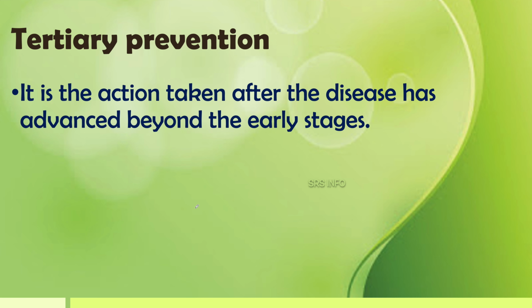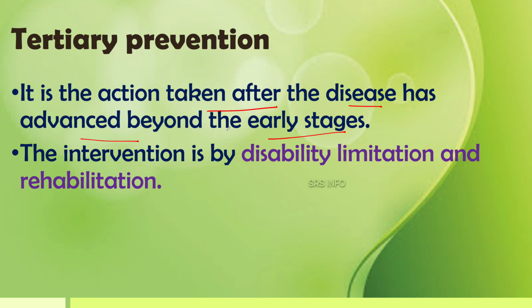The first one was prior to the occurrence of the disease, before the onset of disease, and the secondary preventive measures are after the disease occurs, but in the early stage. But in the case of tertiary prevention, this action is taken after the disease has advanced, and beyond the early stage. It has already advanced. There is no further scope of recovering the health. But yes, there is a possibility to sustain or maintain the health and support the patient even after they are partially or completely disabled. In such cases, the intervention is by disability limitation.